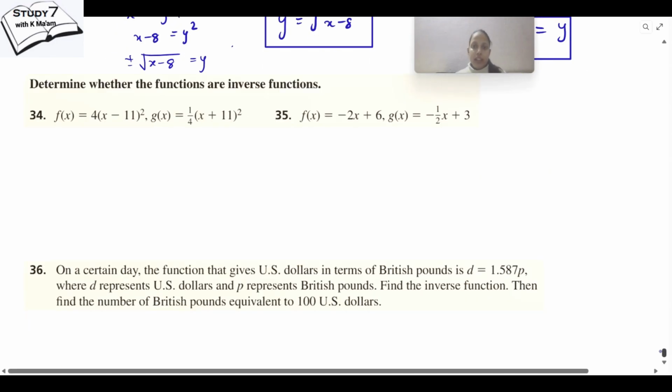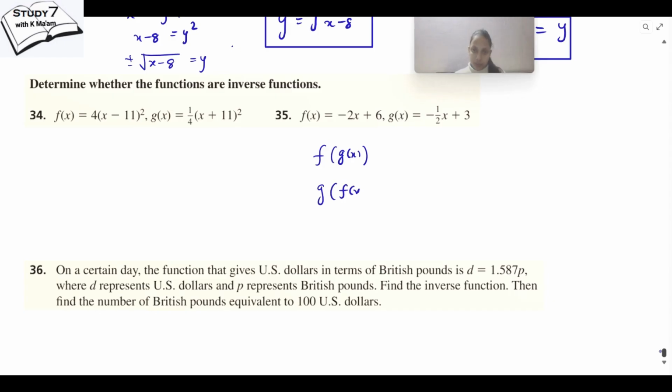Now we have to check whether they are inverses or not. What you have to check? Find the compositions f of g(x) and g of f(x). f as it is, g(x) is negative half x plus 3. In the f function, replace x with this. Negative 1 by 2 x plus 3. If you multiply, outside is plus. If you open, 2 and 2 cancel, minus minus plus x. Minus 6 plus 6. So you only get x.